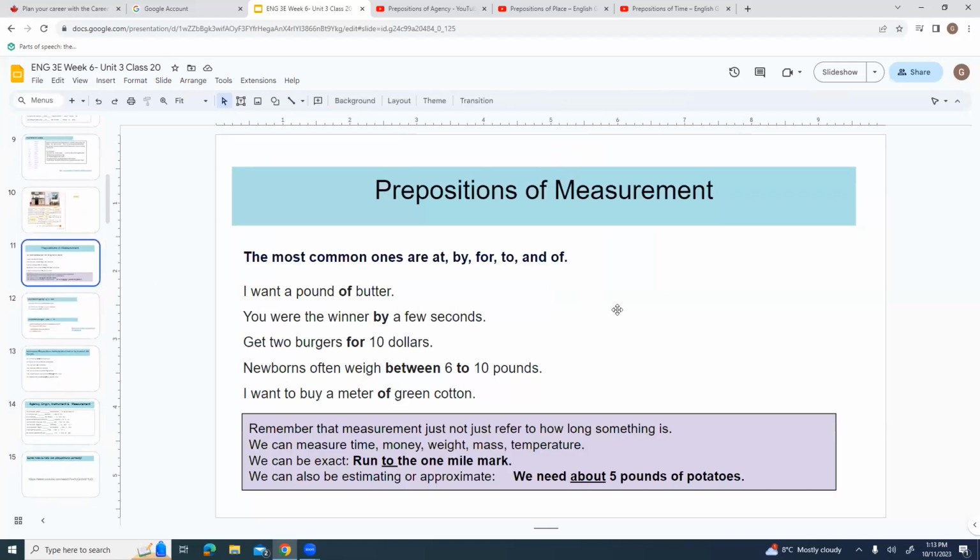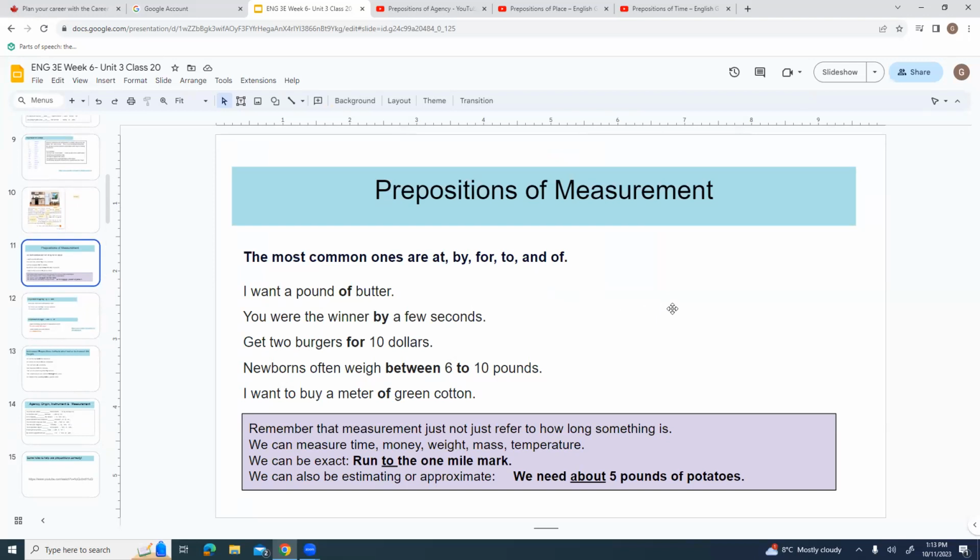Okay. Prepositions of measurement. The most common ones are at, by, for, to, and of. And remember that measurement is just not how long something is. We can measure time or money, weight, mass, temperature. We can be really exact, like say run to the 1 mile mark, or we can also be estimating or approximate, like we need about 5 pounds of potatoes.